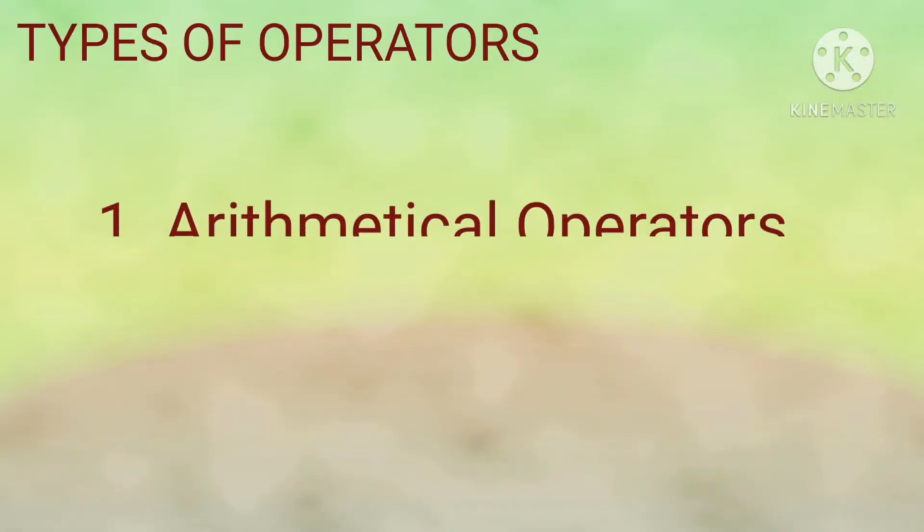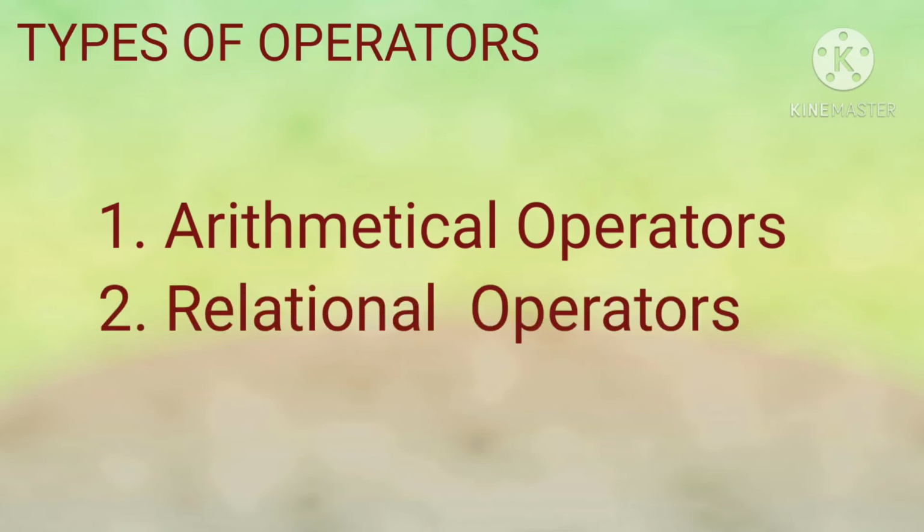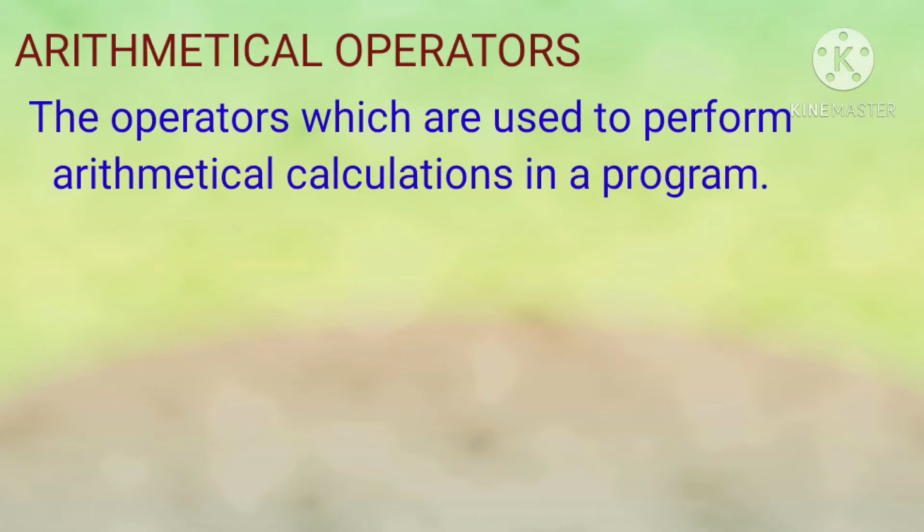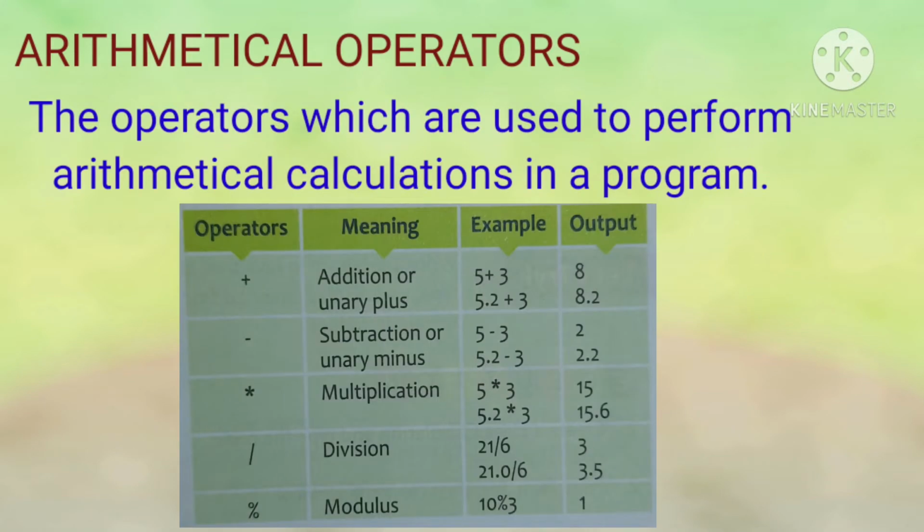Types of operators: arithmetical operators, relational operators and logical operators. Arithmetical operators: the operators which are used to perform arithmetical calculation in a program. Like plus, 5 plus 3 becomes 8, minus, 5 minus 3 is 2. Then asterisk is used for multiplication, 5 into 3 becomes 15. Slash is used for division, that is 21 slash 6 becomes 3.